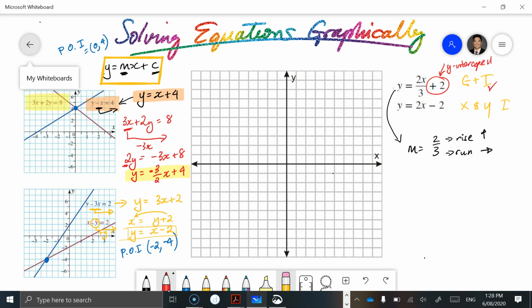So that ticks off the I, okay? So let's put that in. So 2 is over here. Okay, remember this is your origin right in the middle. I'm not going to annotate that. So that will be our starting point.